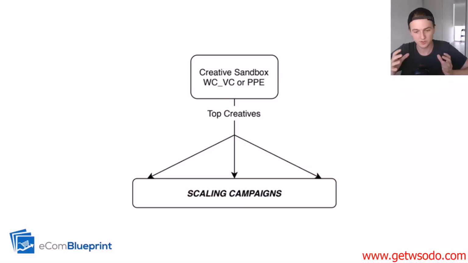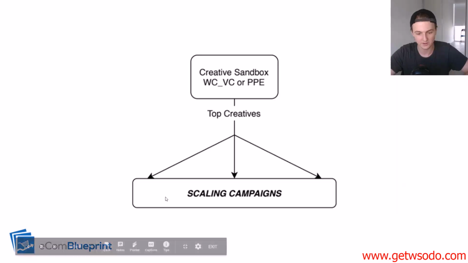So just a very simple diagram recapping that. You have your creative sandbox campaign here, which is either website conversions, view content campaign, or PPE. And you're testing all these different creatives with your top audiences. Once you identify new top creatives, you want to take it and duplicate it into all of your scaling campaigns. And so, I put multiple arrows because usually you're going to have multiple scaling campaigns, more than just one. You want to add it to all of them.